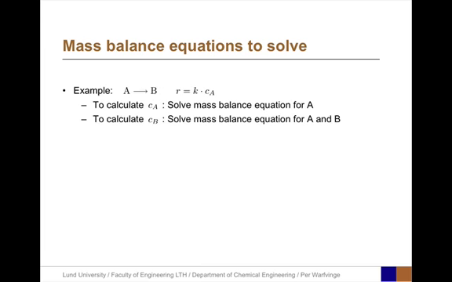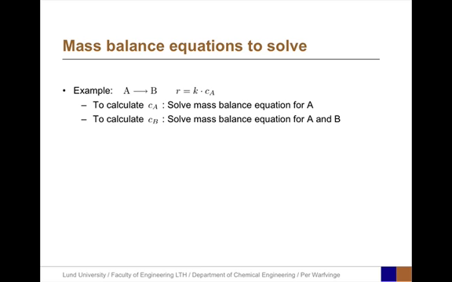For example, A yields B with the rate equation K times Ca. In order to calculate Ca, one must solve the mass balance equation for A. In order to calculate the concentration of B, one must solve the mass balance equation for A, but also the mass balance equation for B. The reason why one has to solve the mass balance equation for A is that Ca appears in the production term for B.